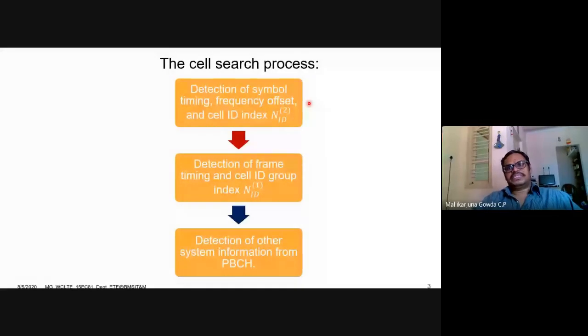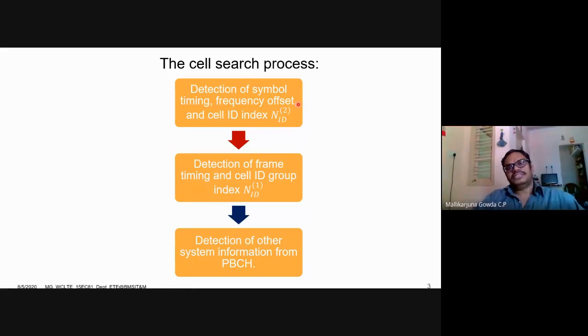Why can PSS not do frame timing? Why can only the secondary synchronization signal do that? Because the primary synchronization signals are transmitted two times in one frame. One frame has 10 subframes, and each subframe has two slots, so we have 20 slots in total.